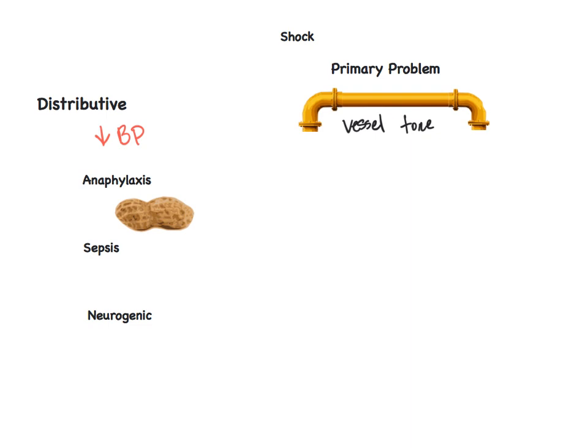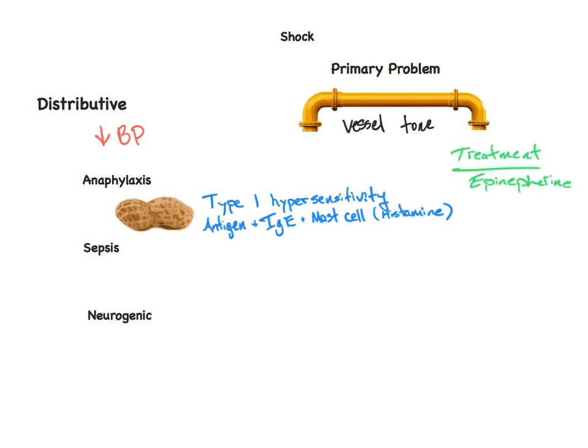This is the classic type 1 hypersensitivity response where an antigen cross-links the preformed IgE on pre-sensitized mast cells. The mast cells degranulate and release histamine. Histamine is a vasodilator. Treatment, as you all are familiar with, is epinephrine. You usually see this in the form of an EpiPen given as an intramuscular injection. Epinephrine serves as a vasopressor to fix the vasodilation problem.